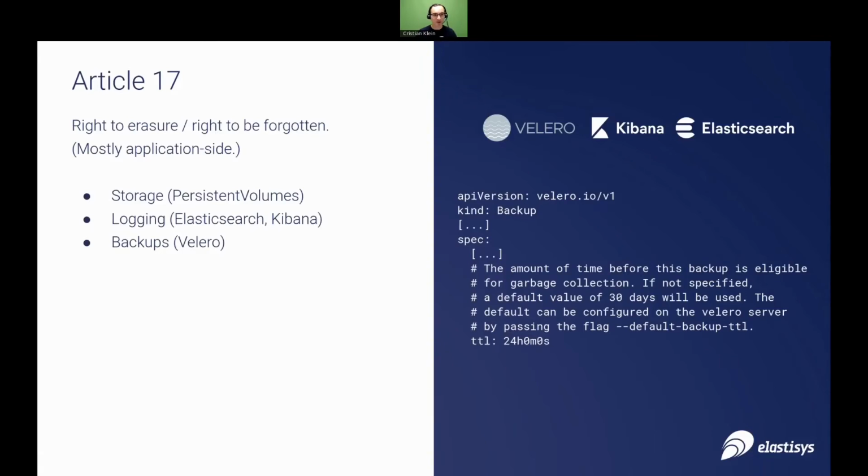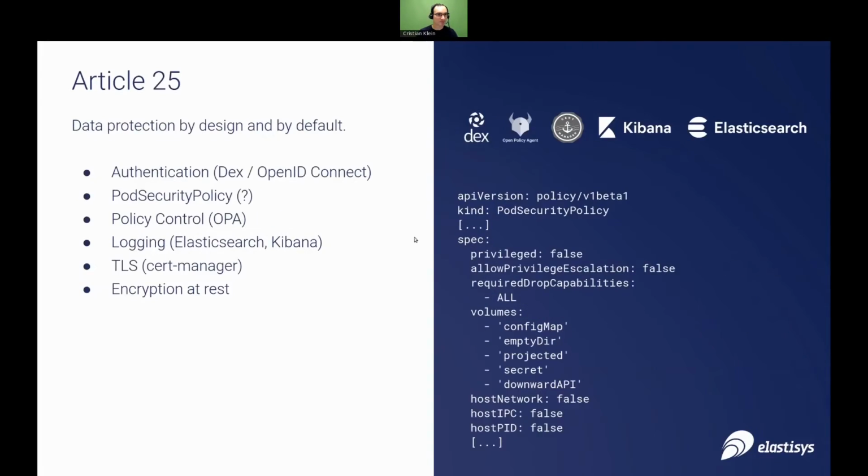So again, there you need to be mindful and configure, for example, Elastisys Curator to delete logs after a certain time, just to make sure that personally identifiable information doesn't make it past its expiration date. Let us pass on to the next article.